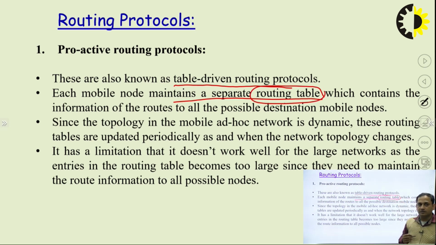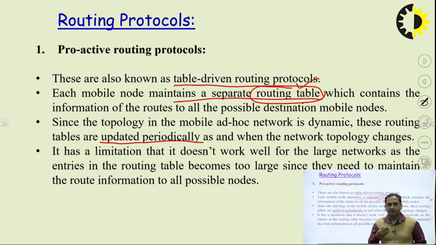The routing table is already maintained by each node when we are using the proactive routing protocol. This is a very basic thing which we have to take care of. The second point is that it updates periodically. In a table driven routing protocol, the routing table will be there, and this routing table will be updated continuously after some time. I mean, it will be updated periodically.